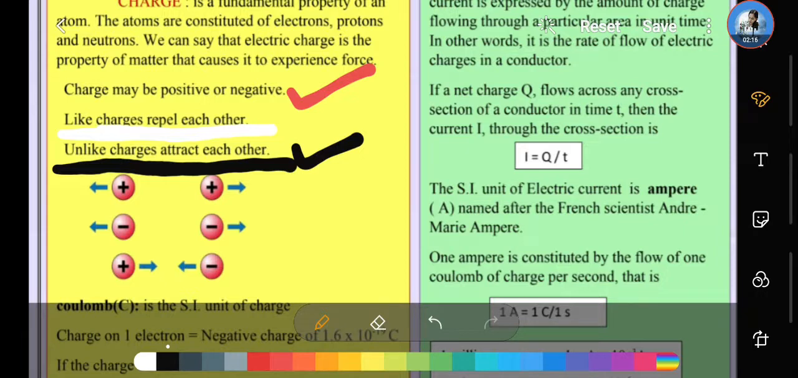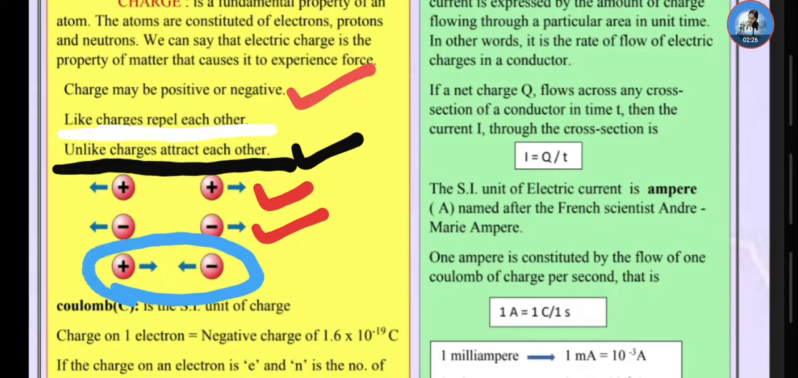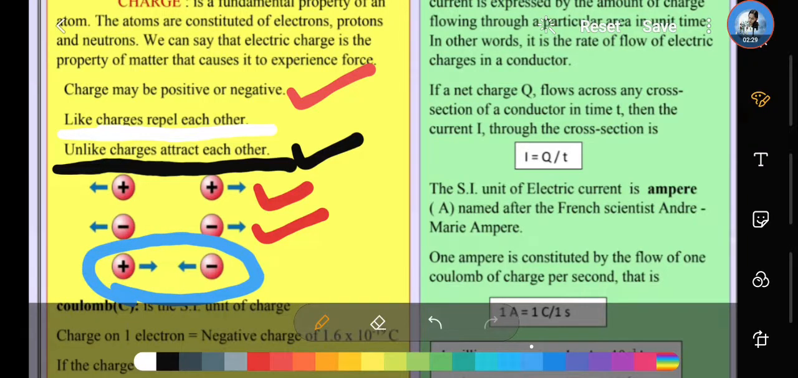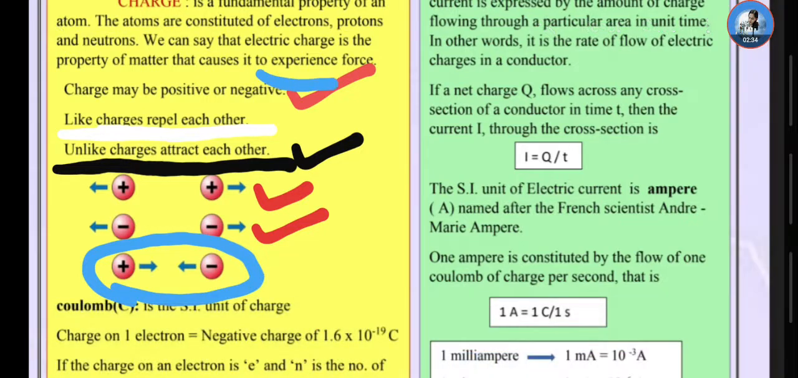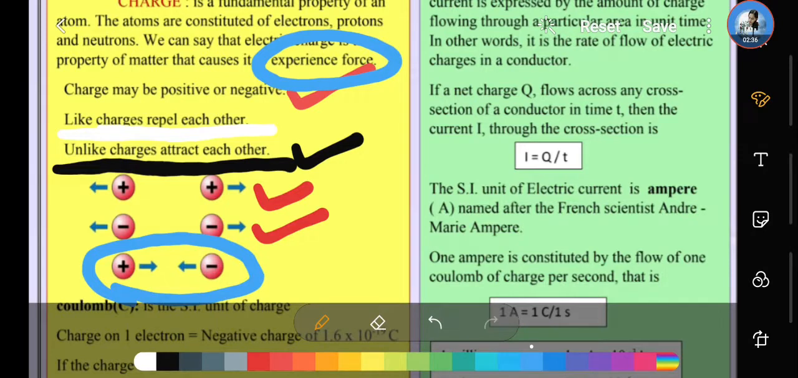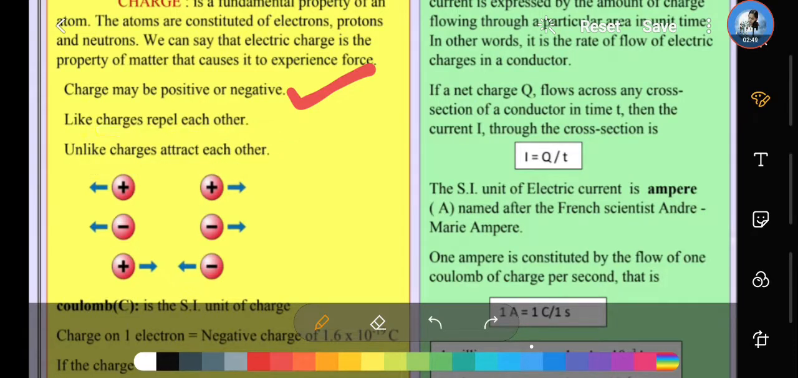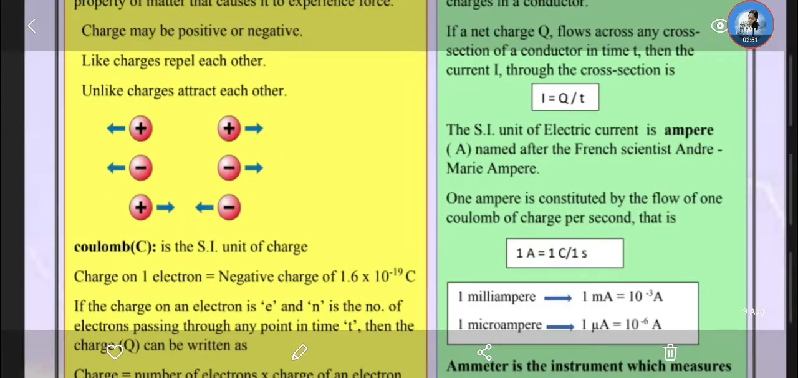Here you can see the diagram below. There are 2 charges given, positive and positive, and they show repulsion. Negative and negative also show repulsion. But with 2 opposite charges, positive and negative, they show attraction. This repulsion and attraction causes force. So by this repulsion and attraction, charges in an atom experience a force. I think it is clear to you what a charge is and what the properties of charge are.